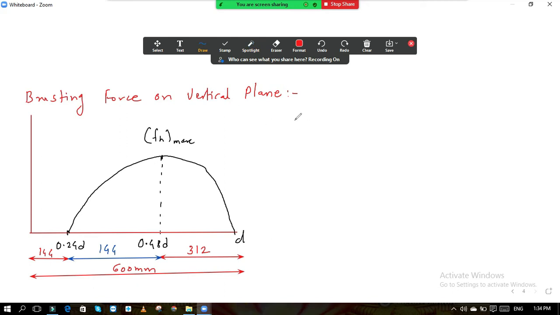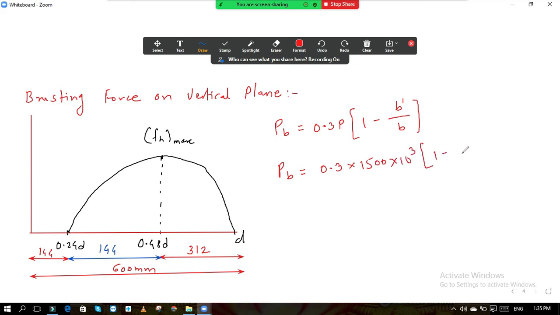So the bursting force on vertical plane, again the formula is Pb is equal to 0.3P, in the bracket, 1 minus b dash upon b. Therefore Pb is equal to 0.3 into 1500 into 10 raised to 3, it is the prestressing force, into 1 minus b dash by b, it is 0.8. These are the standard ratios which we take. So Pb is equal to, calculate. Okay, so the answer is 90 kilonewton. So this is your bursting force on vertical plane.